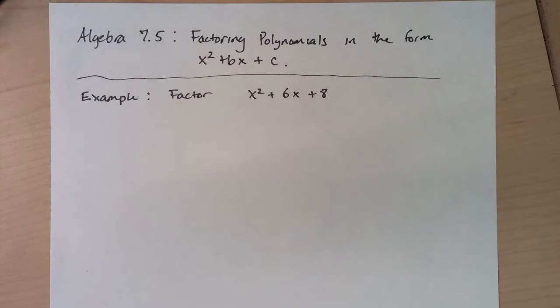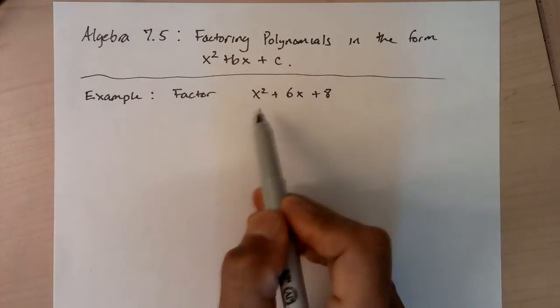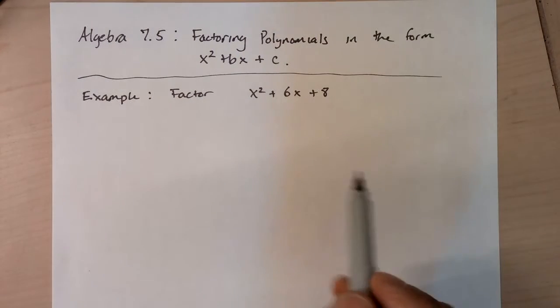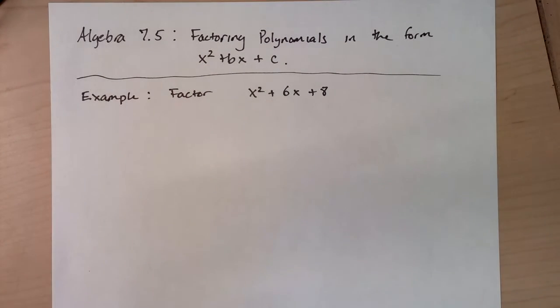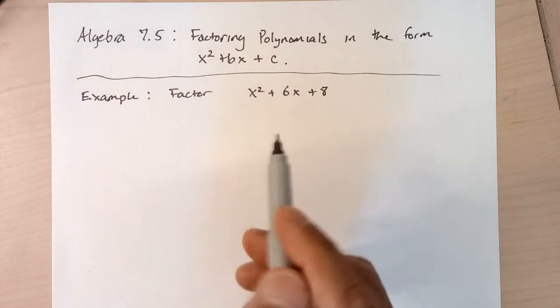Hi, this is 7.5. We'll be factoring polynomials, specifically in the form of x squared plus bx plus c, also referred to as factoring quadratic trinomials. Even more specifically, factoring quadratic trinomials where the leading coefficient is 1. Notice we have three terms here that I want to factor. It's quadratic because the degree is 2, and then the leading coefficient is 1.